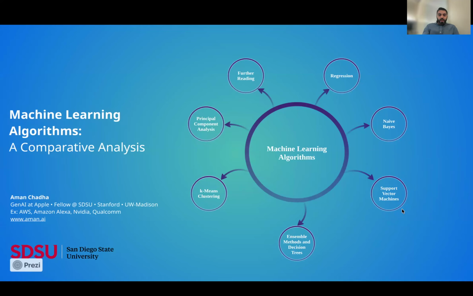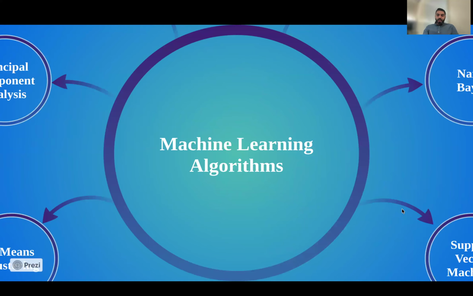So, we're going to get started. Like I said, ML algorithms is going to be the topic for today. We're going to start with regression. We're going to cover naive Bayes. We're going to cover SVMs, support vector machines. We're going to cover decision trees. And then we're also going to talk about ensemble methods, bagging and boosting and stacking as well. And then we're going to talk about k-means clustering and principal component analysis.